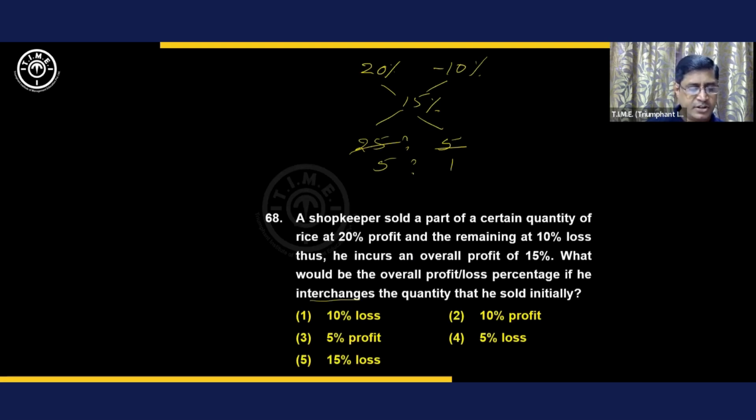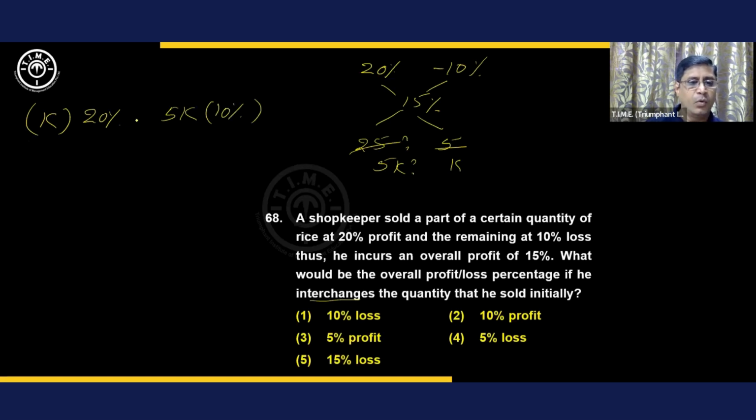Now by interchanging, so what will you get here? What would be the overall profit or loss percentage if he interchanges the quantity that he sold initially? The quantity here is 1 kg and 5 kg, so k and 5k. 5 kg at 20% profit. Okay, next one here, what is the discussion? That is the 5k at a loss of 10%. 10% loss.